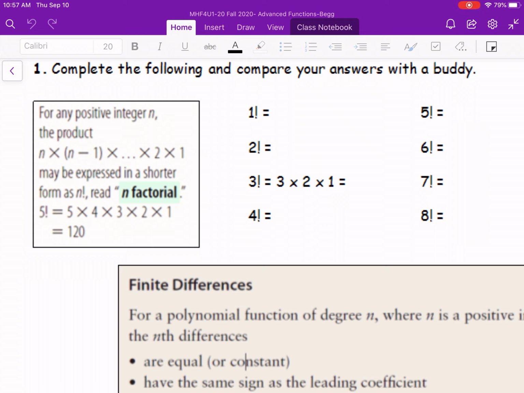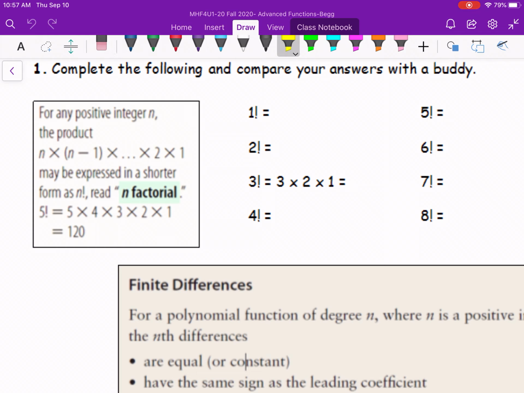For example, they have an example here, so let's use that one. 5 exclamation point is read as 5 factorial. It means start at 5 and multiply down to 1. So you go 5 times 4 times 3 times 2 times 1, and that equals 120. So factorials grow really quickly. As the numbers get bigger, they go up really quickly.